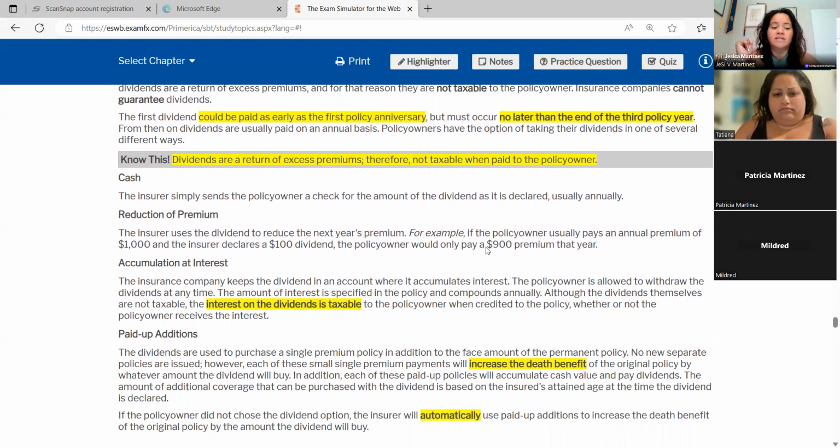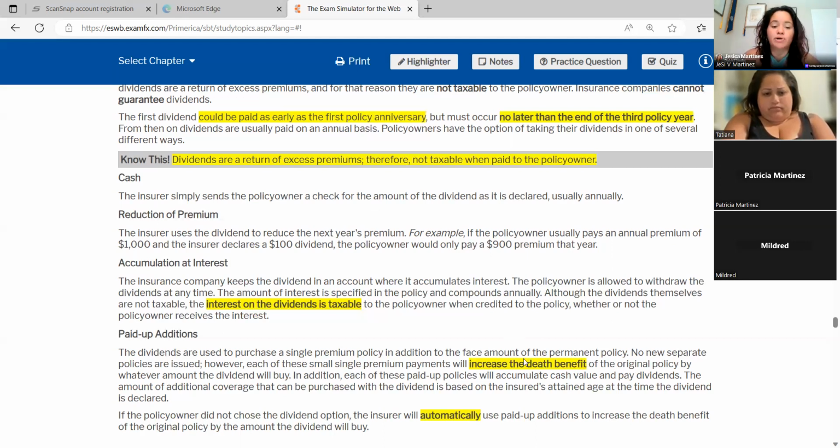Accumulation of interest: the insurance company keeps the dividend in an account where it's accumulating interest, and the policy owner is allowed to withdraw the dividends at any time. The amount of interest is specified in the policy and compounds annually. Although the dividends themselves are not taxable, the interest on the dividends is taxable. So if you hear the same song in all the chapters, any interest earned will be taxed. Dividends, again, non-taxable.